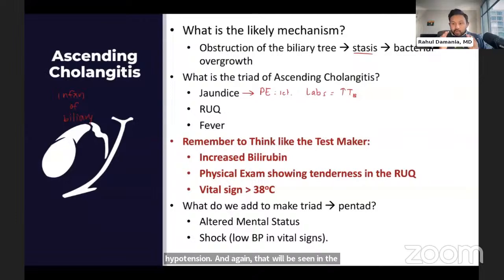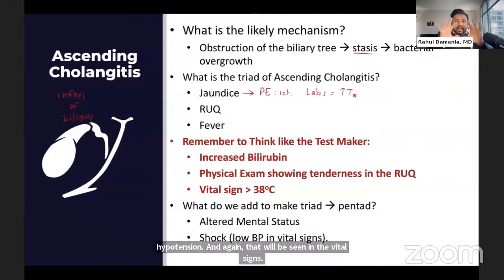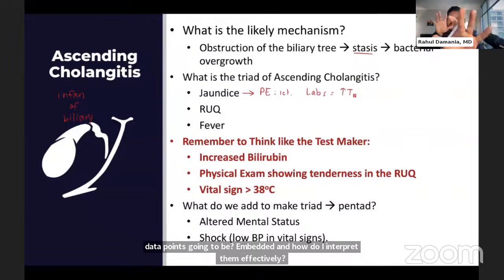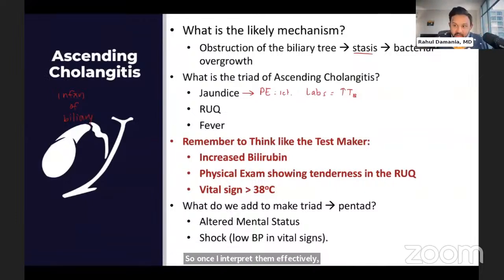So overall, when I'm going through how to recognize some of these concepts, it's not just about the content itself. I also try to figure out where in the vignette are these data points going to be embedded, and how do I interpret them effectively? So once I interpret them effectively, the content then gets activated and I can come to the correct answer.